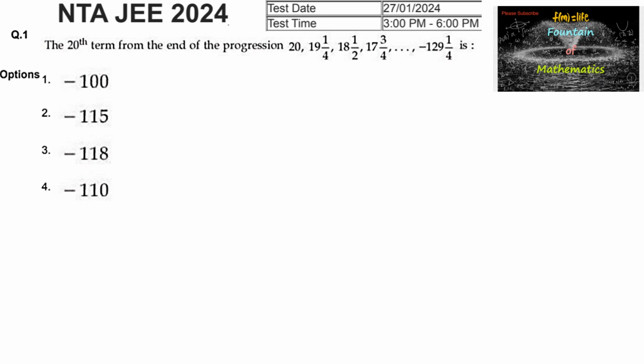The 20th term from the end of the progression 20, 19 1/4, 18 1/2, 17 3/4, and so on up to minus 129 1/4 is. So let's identify the progression.